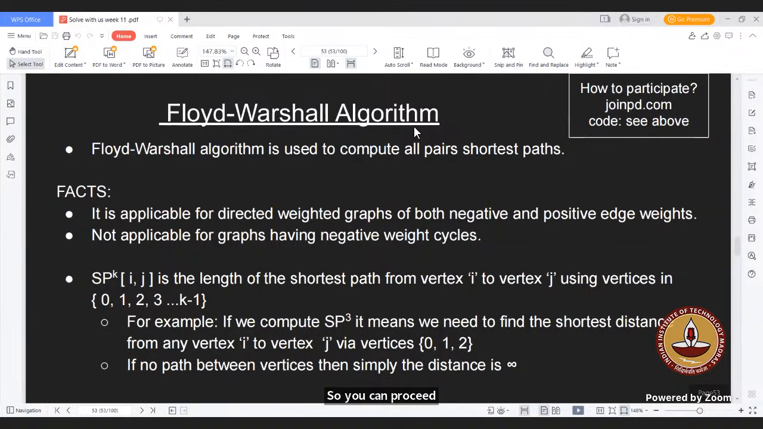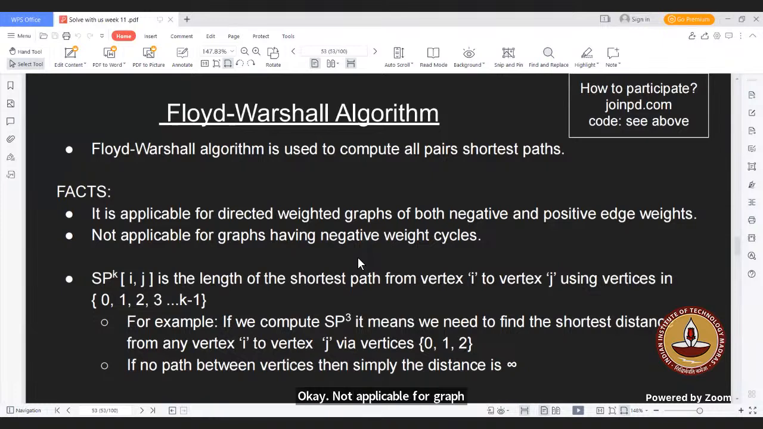Now we'll see Floyd-Warshall's algorithm. It is used to compute all pairs shortest path. So it will give us the shortest path between any two vertices. It is applicable for directed weighted graphs with both negative and positive edge weights. It is similar to Bellman-Ford. It will work for negative edge weights also, but no negative cycles are permitted. It is not applicable for graphs having negative weight cycles.